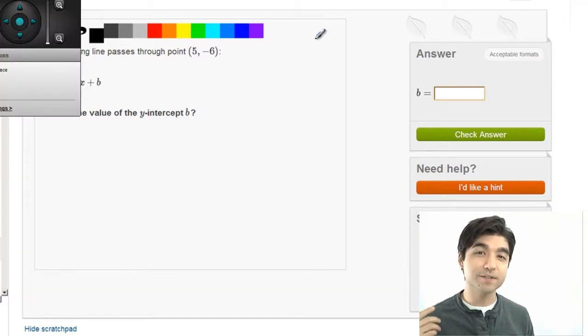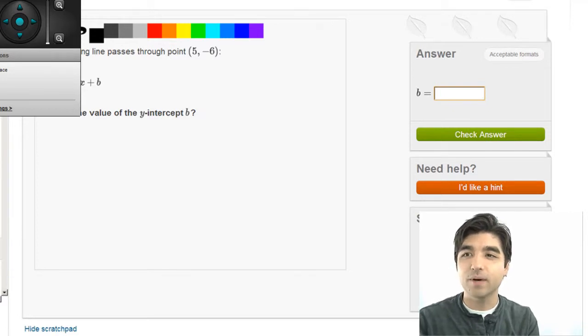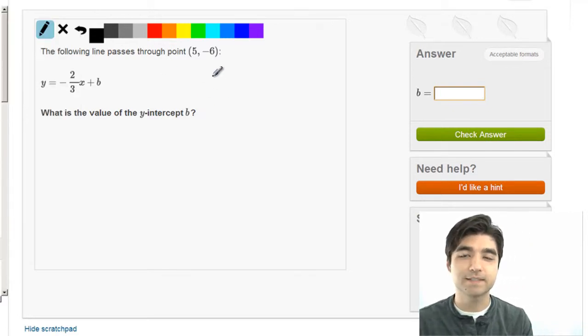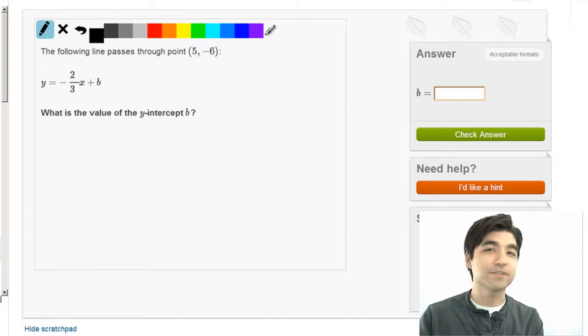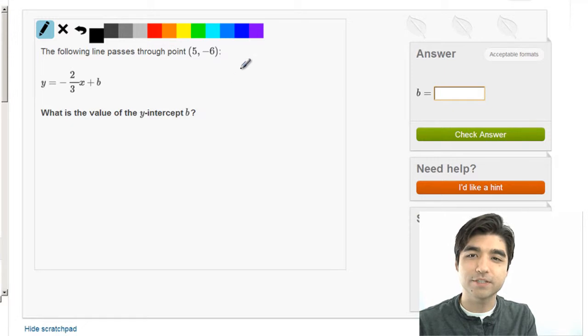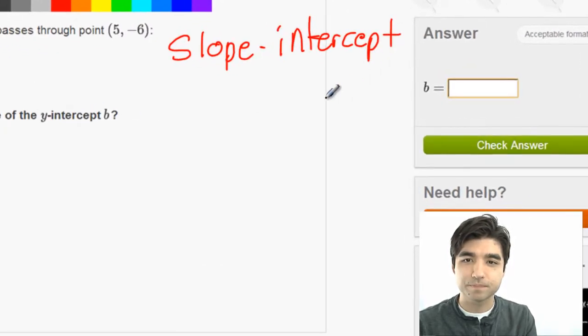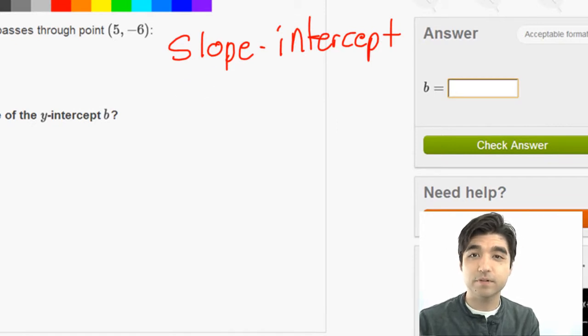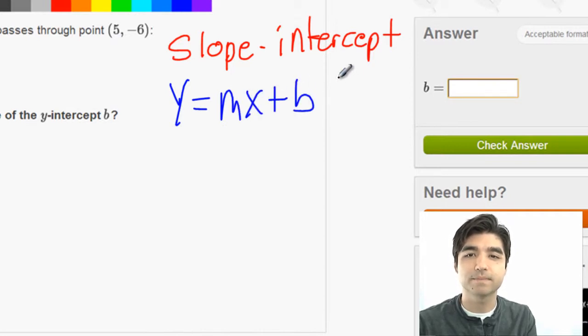Okay, so in this video we're going to learn how to find the Y-intercept. And the Y-intercept comes from this equation that you're going to see a billion times in your math career as a student. The equation is the slope-intercept form. Let me write that down. Slope-intercept. And the slope-intercept form looks like this. It's y equals mx plus b.